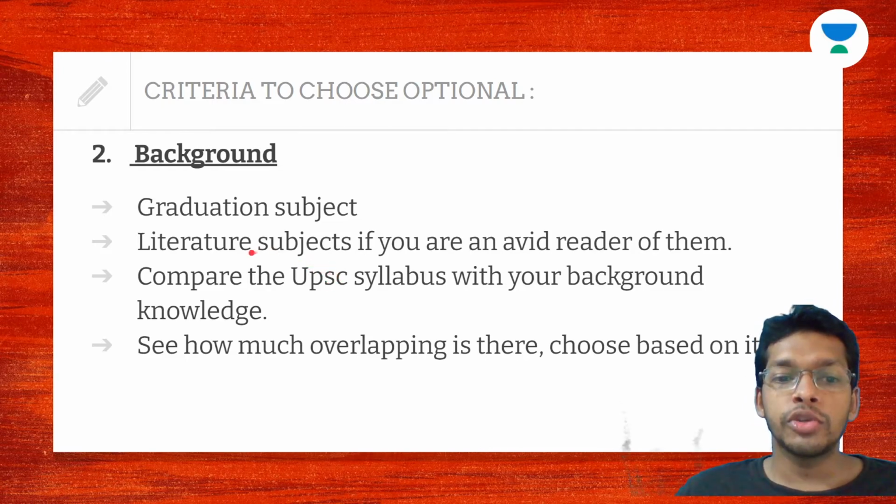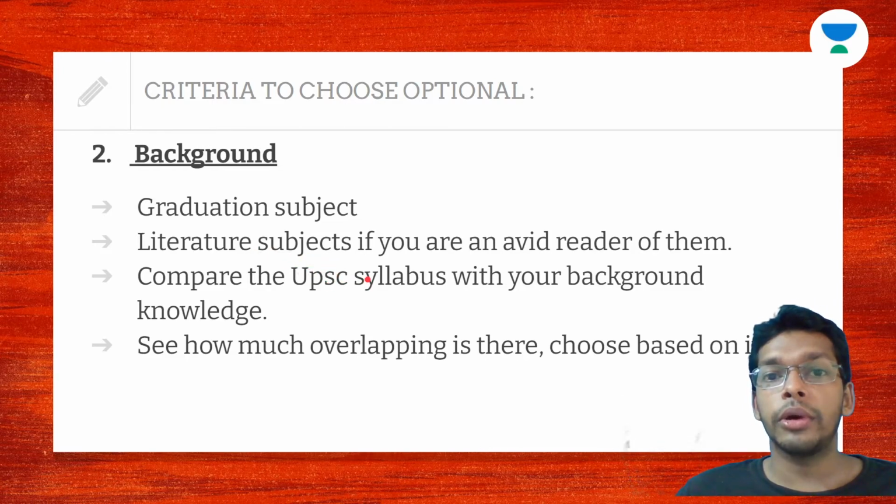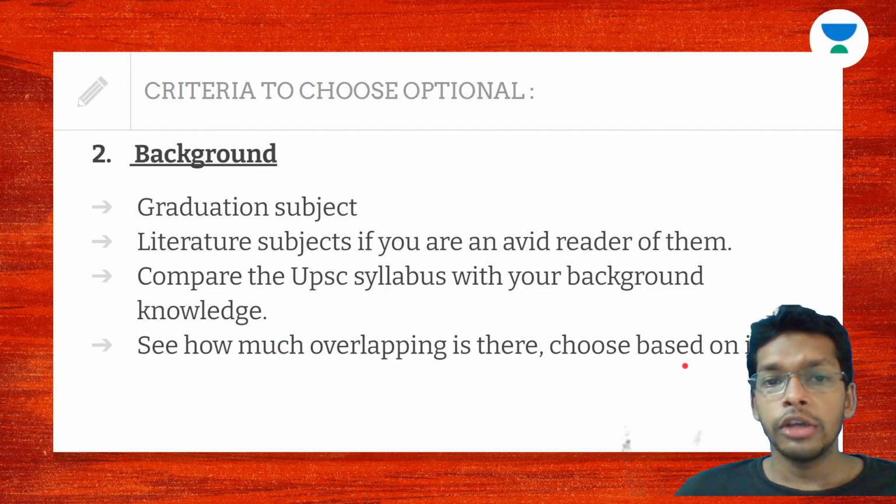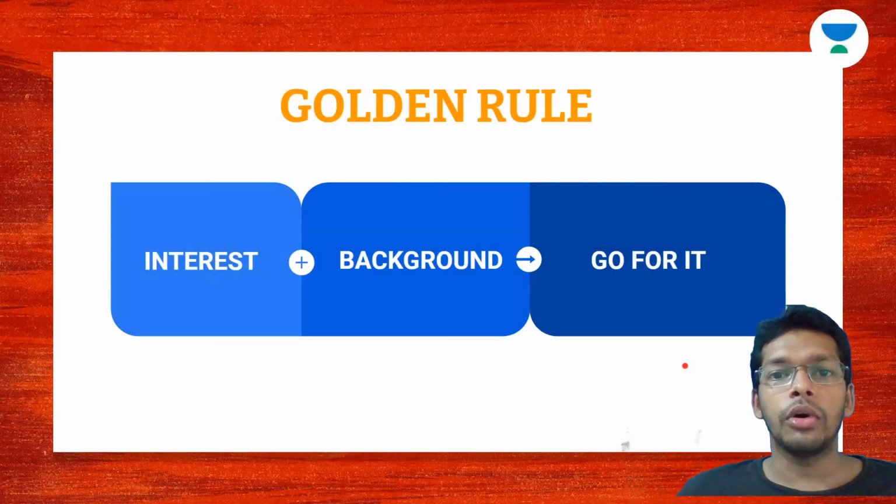Similarly, if you are choosing a literature subject, see how much background knowledge you already have. See how many more books you have to read. Will it be too vast, or will it be manageable? So after putting thought into all this, then you can definitely choose the subject as an optional. So see how much overlapping is there, and choose based on it. Now I would say the golden rule for choosing an optional is, if you have an interest in it and if you have a background in it, then you have to go for it.